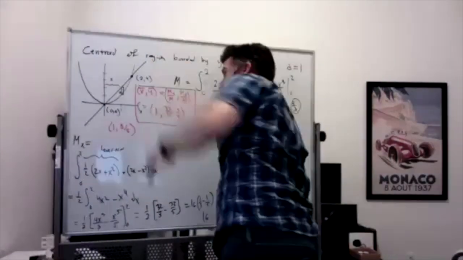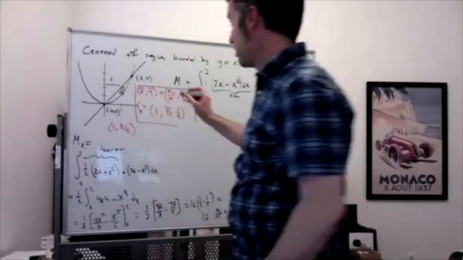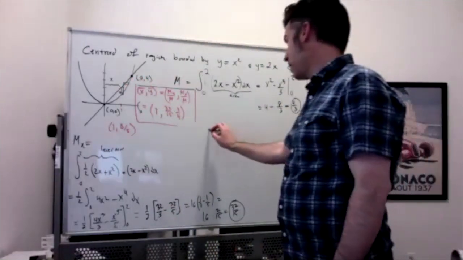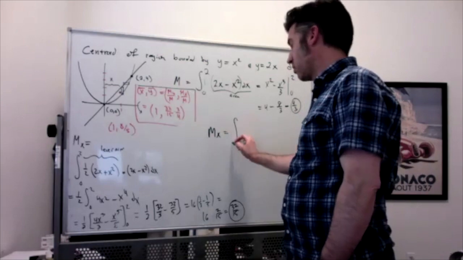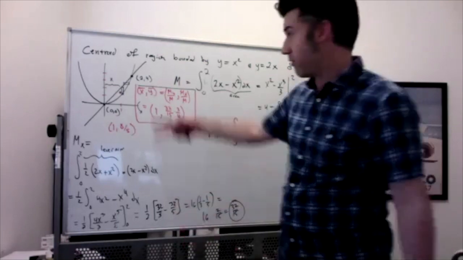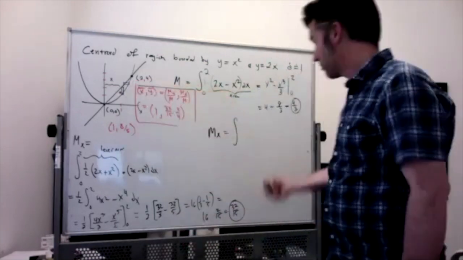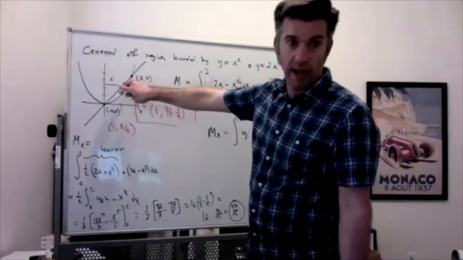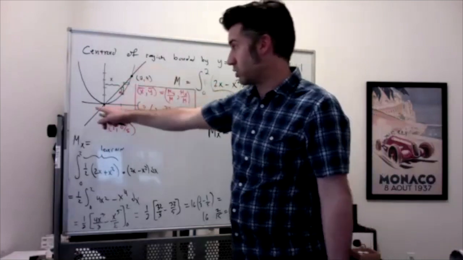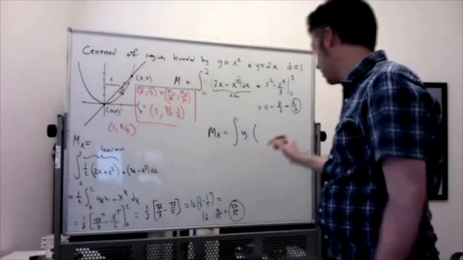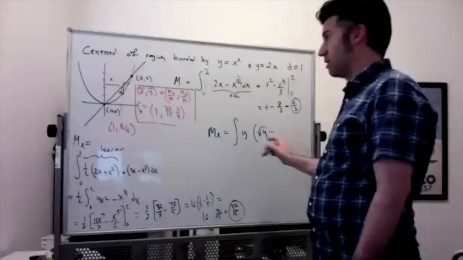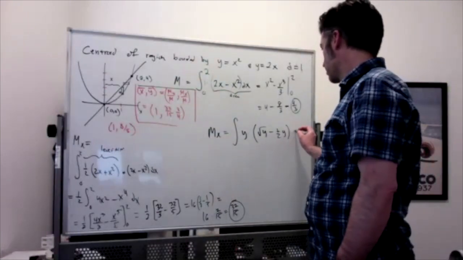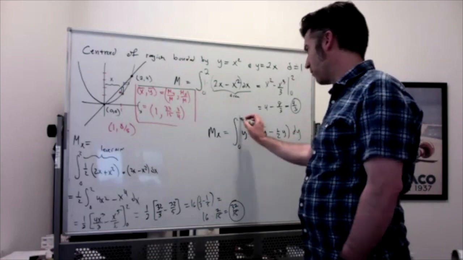We could have found Mx here using a horizontal strip and said, okay, Mx is the integral of the lever arm. The lever arm is just y times the area of the strip. And the area of the strip is the right function, which is square root of y, minus the left function, which is 1/2 y, dy from 0 to 4.